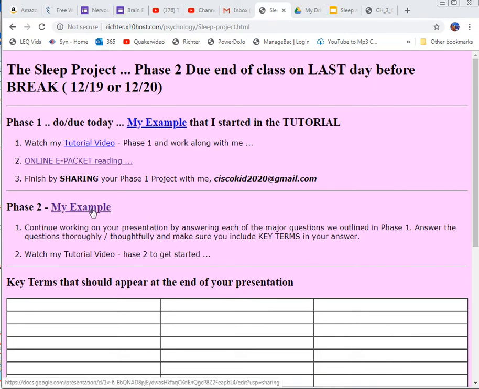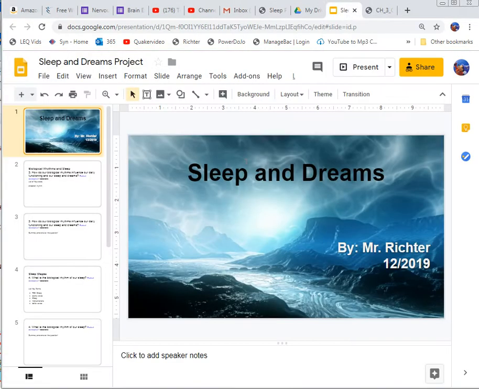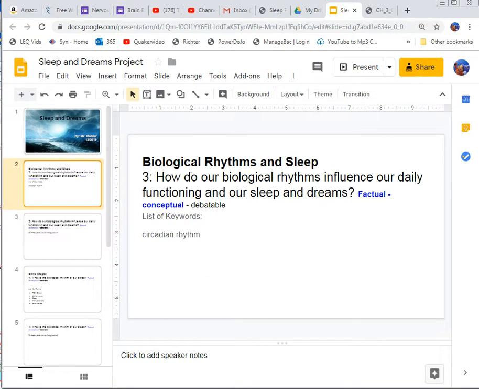I'm going to start it with you together, and then I'm going to just do one and then leave you to the rest. So I'm going to load back up my Google slide. Hopefully everybody did phase 1. If you didn't do this yet, stop this, go back and do phase 1 first. Phase 1, we just created the outline, right? So what I want to do is phase 2.